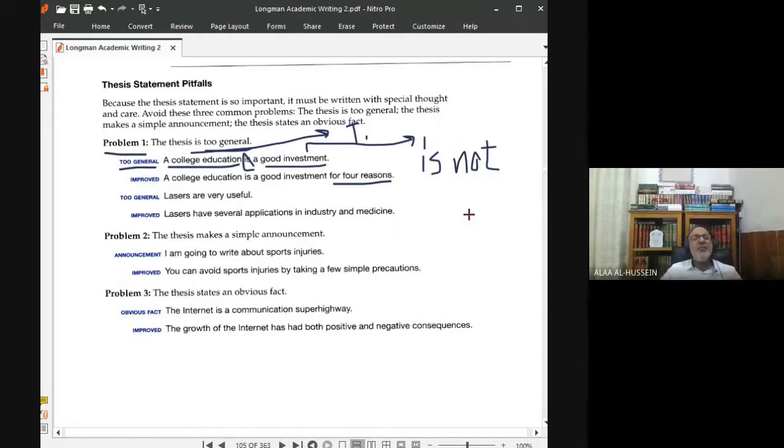And then in the body paragraphs, you are going to show these 2 reasons, 4 reasons, 3 reasons, whatever, for the readers. So the reader, when reads such a sentence, he or she will know that you have a specific idea about your controlling idea for 2 reasons, and you are going to show these 2 reasons. But when you say, for example, college education is a good investment, and then what? So what is the specific idea? Where is the specific idea? Why? What? How?